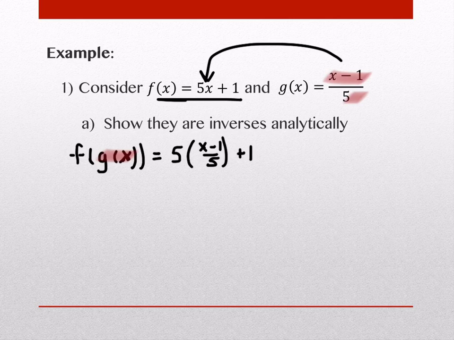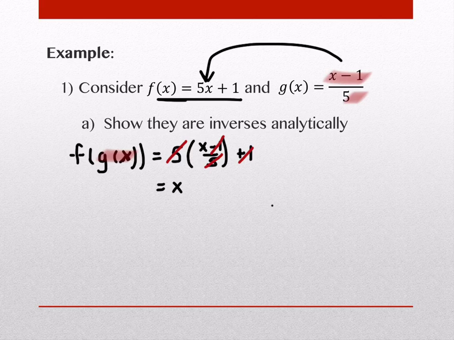And our goal when we simplify it is that if this really is an inverse, we should end up with x when we're done. All right, so very clearly, what do you see simplify? The 5 and the 5 are going to cancel. And then we're going to end up with x minus 1 plus 1, so the 1s are going to cancel, right? So this does, in fact, equal x. Agreed?